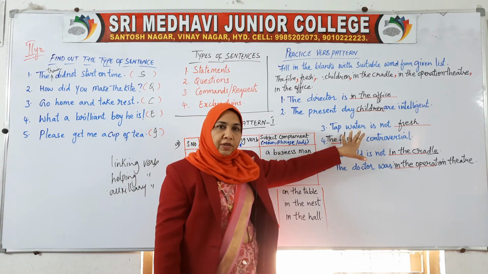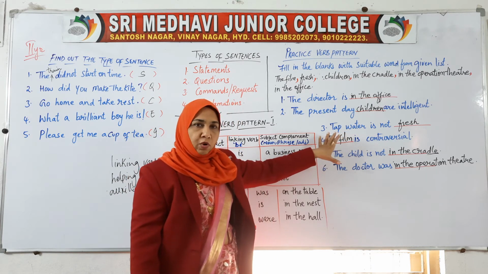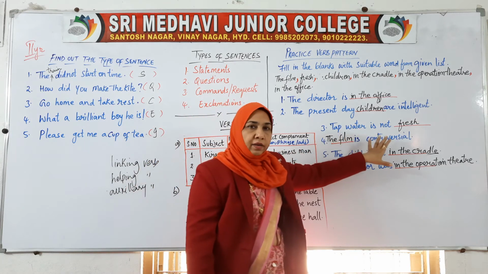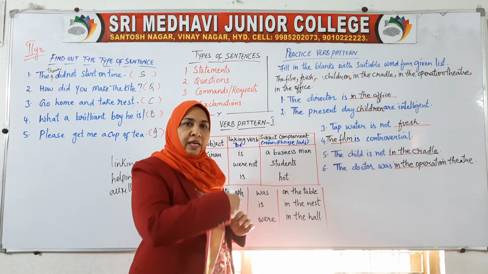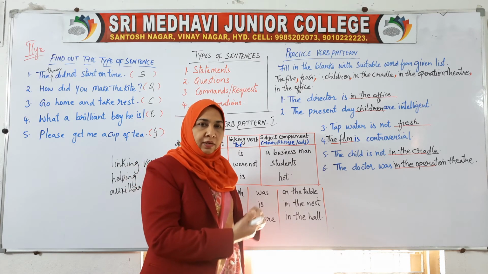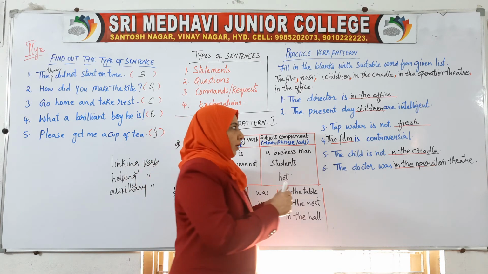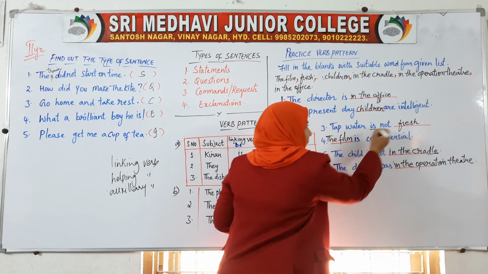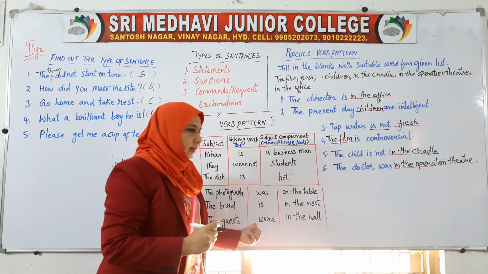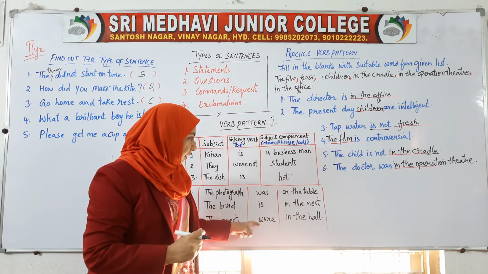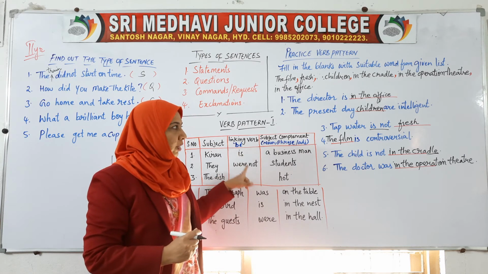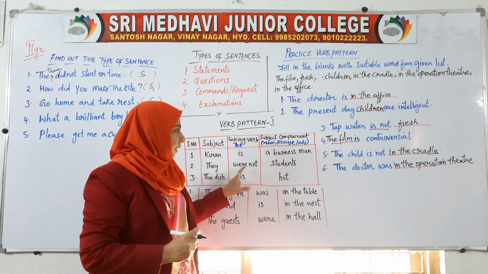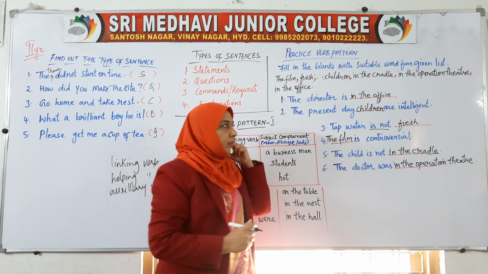Tap water is not fresh. Is tap water fresh, or how is the tap water? Tap water is not fresh. Tap water is the subject. Not fresh is your subject complement, or you can take these two. Is not is this linking verb, because we have seen that here were not. In the same way we can go for is not. Tap water is not fresh.